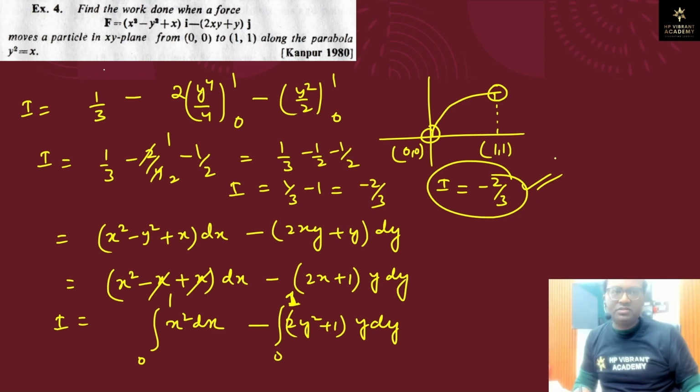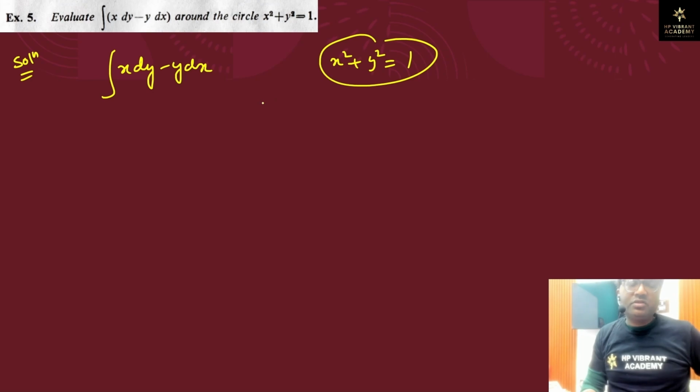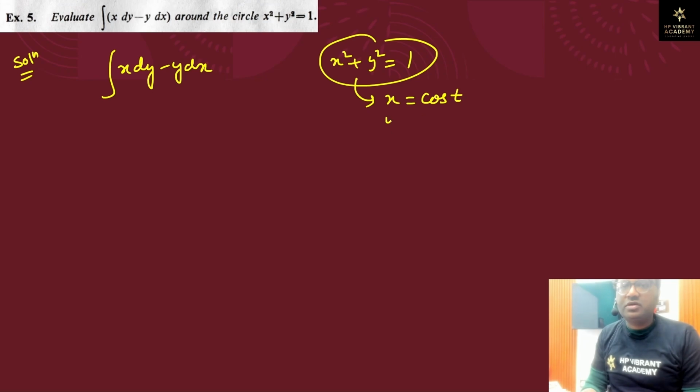Okay, so let us discuss question number 5. How we can solve this? So we have to evaluate ∫ x dy − y dx around a circle given by x² + y² = 1. So let us convert this into a parametric form. Because the radius is 1, we can take x as cos t and y as sin t.